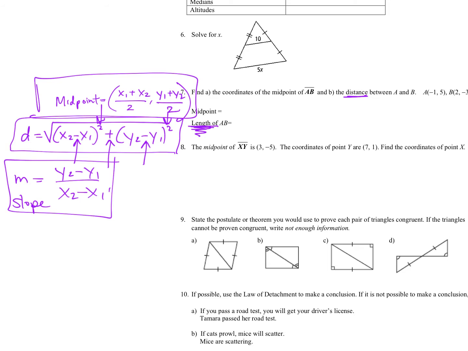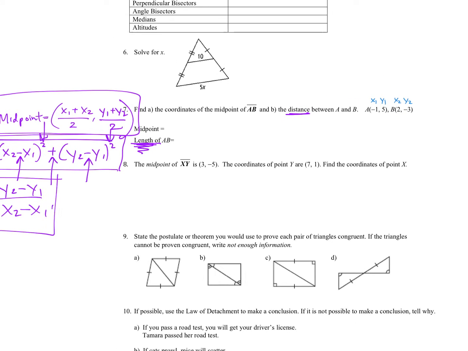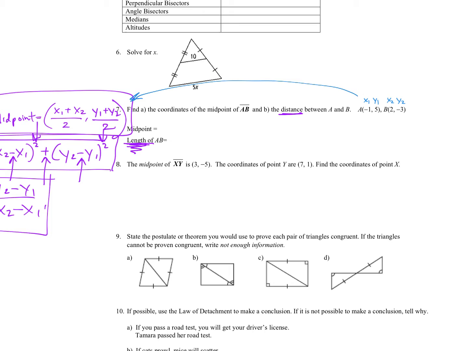Elena, did you just have your hand up? Okay. Did someone over here just have their hand up? No? Okay. So for number 7, if we're going to find the midpoint, here's what I highly recommend you do. Call this x1, y1. Call this x2, y2. And now plug that into this midpoint formula. So it's going to be x1, negative 1, plus x2, which is 2, divided by 2. And then it's going to be y1 plus y2 divided by 2.